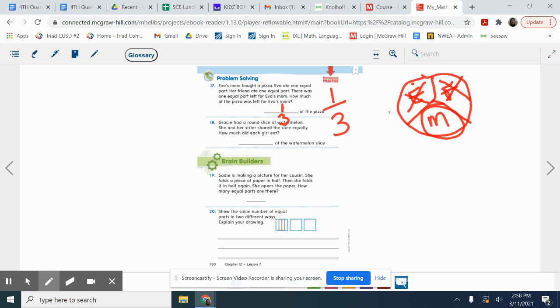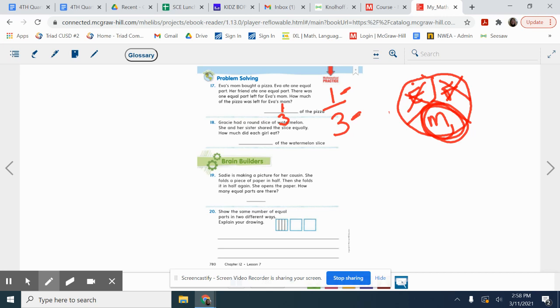They ate 2/3 of the pizza. The top number, call that a numerator of a fraction, is what's left. So that's mom. The bottom number is the denominator, and that's how many the pizza has altogether. So that's 3.